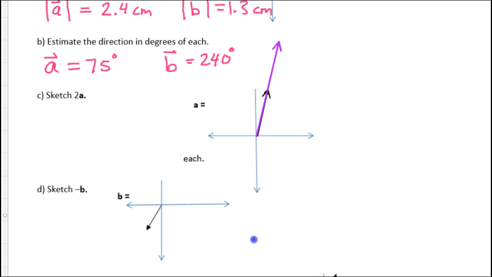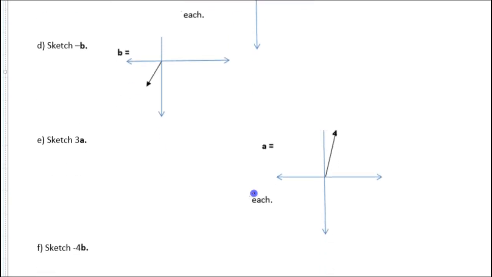Now, looking at part D, we're supposed to sketch negative vector B. That's the opposite of vector B. So we're looking for a vector that's the same length but going in the opposite direction. So how am I going to do that? Again, I'm going to click on Draw and choose my arrow drawing tool. So far I've just copied the original vector.